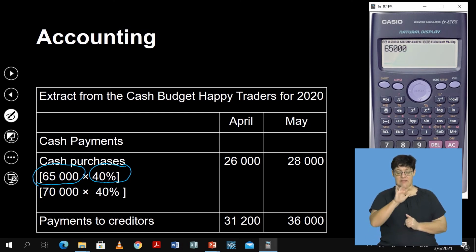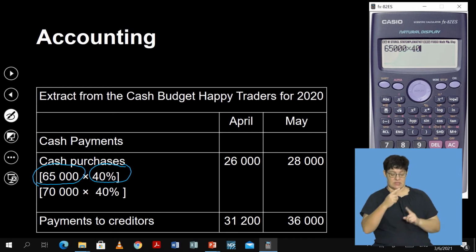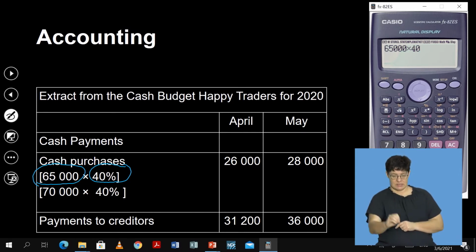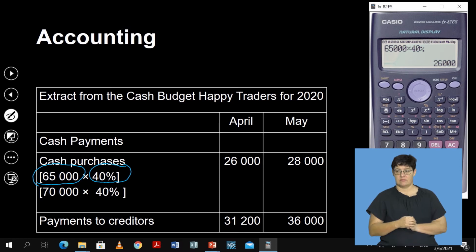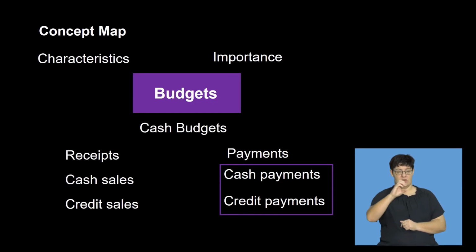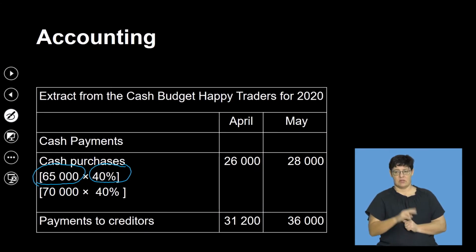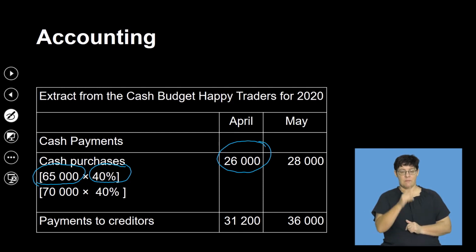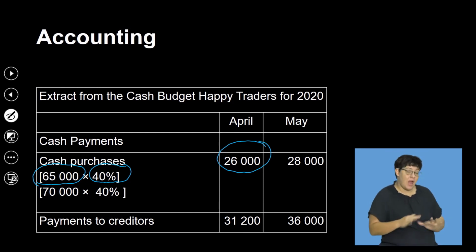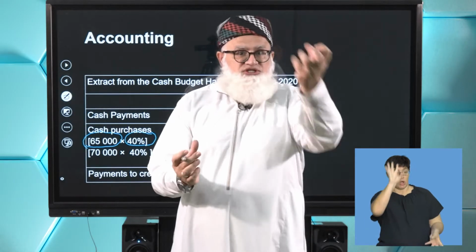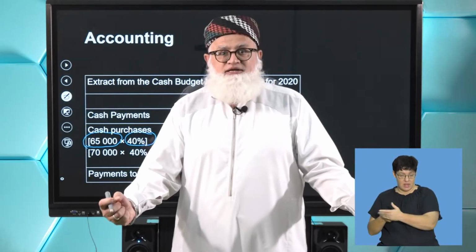65,000 times my 40%. And that gives me a figure of 26,000. Here you can see is my 26,000. There's my 26,000, which is my cash purchases. Now remember, once again, draw a distinction between total purchases, which is the cash component, which is the credit component.